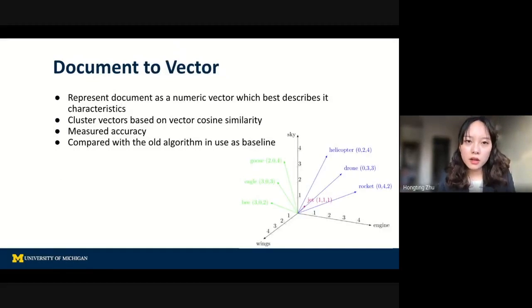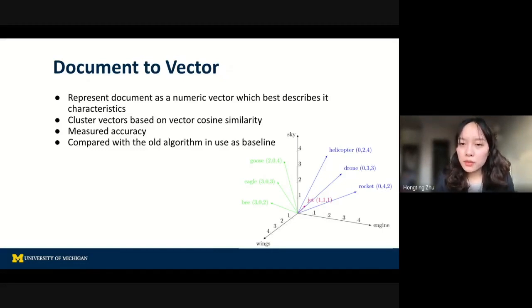And eventually we did a document to vector vectorization. It is really close to word vectorization. Essentially, we represent a document as a numeric vector that can best describe its characteristics. And we cluster vectors based on vector cosine similarity. We can then measure accuracy and compare with the old algorithm in use as the baseline.